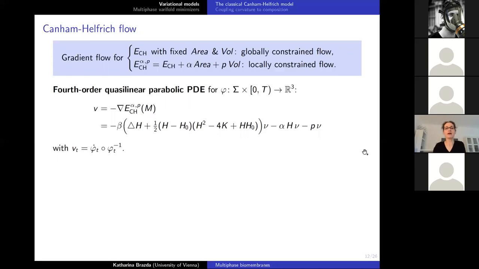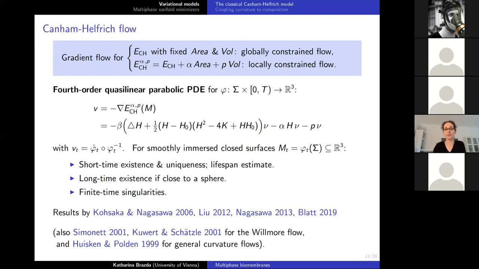But for the gradient flow, there are results on the existence for smooth immersed closed surfaces. Namely, one knows that we have short-time existence and uniqueness, and there is also a lifespan estimate if the initial curvature is small on balls. And if the initial surface is close to a sphere, we even have long-time existence with convergence to a sphere. But there are also finite-time singularities, as recently proved by Simon. So these are the results on the Canham-Helfrich flow, and they are based on results for the Willmore flow or on results for general curvature flows. So this is another way to prove existence of minimizers, by considering the Canham-Helfrich flow problem.